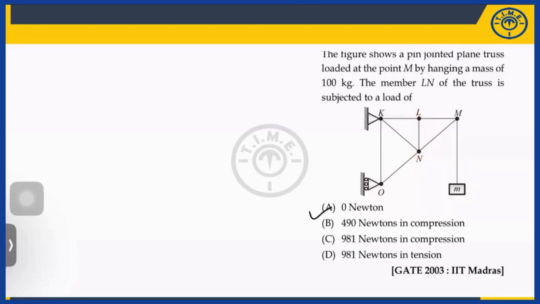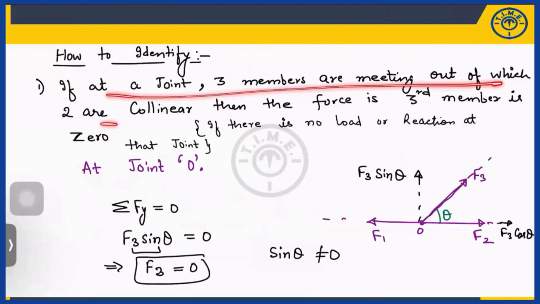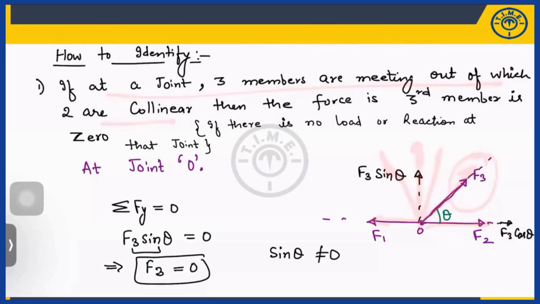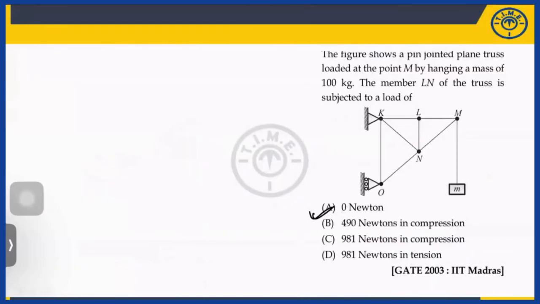What is the correct answer? Did you understand? What is the first condition? Read the condition first. If at a joint three members are meeting, two are collinear, then the force in the third member will be zero. It may be acting in this manner, this manner, this manner. I have proved that one. So similarly, you can tell the force in this member will be zero.